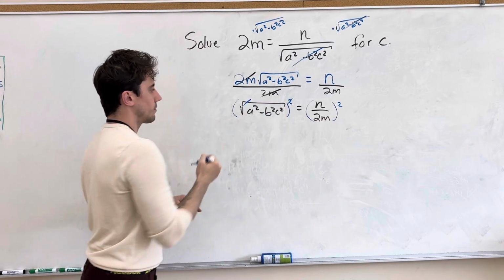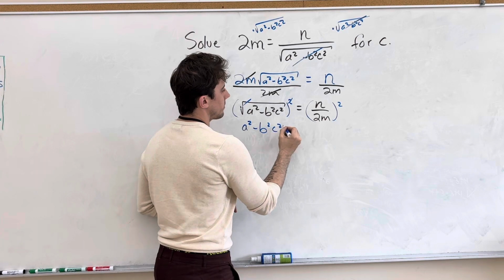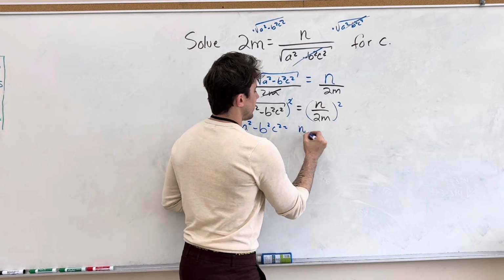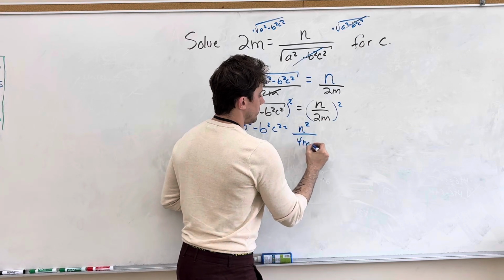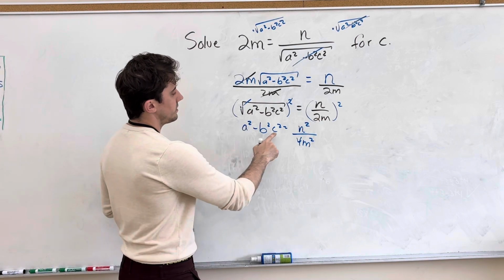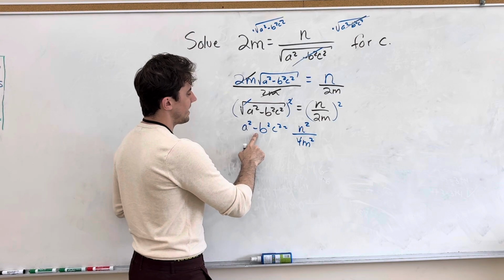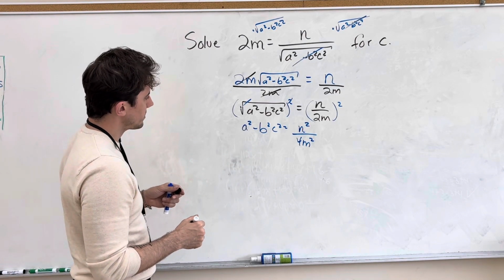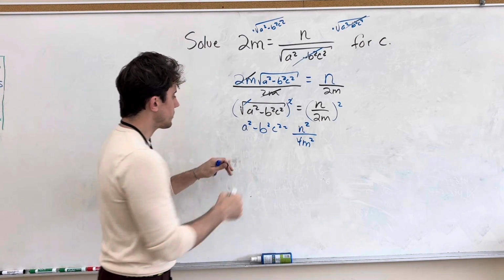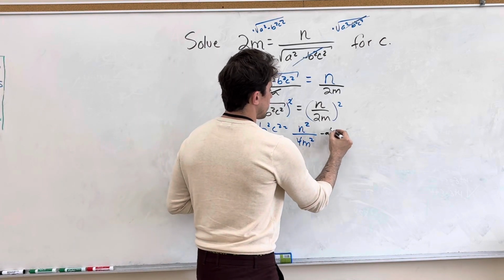So on the left, the square root cancels out the square, and we get a squared minus b squared c squared is equal to, that square hits everything, every component inside the bracket, meaning we get n squared over 4m squared. Now again, we want to isolate the c squared. Right now it is negative, and that's not necessarily a problem. So let's isolate the term that has the c squared first. Let's get rid of that a squared. So minus a squared, minus a squared.